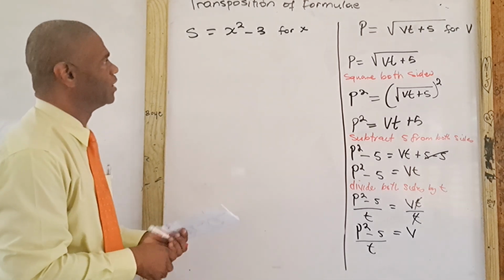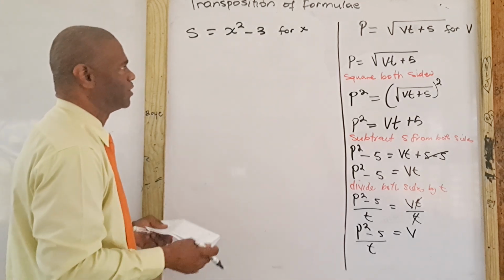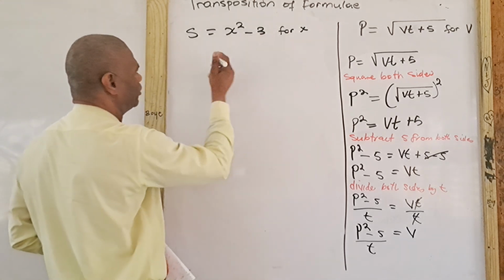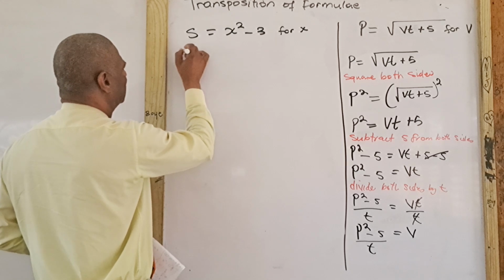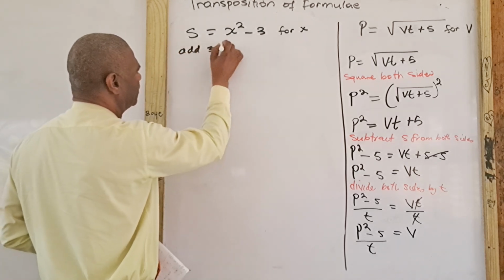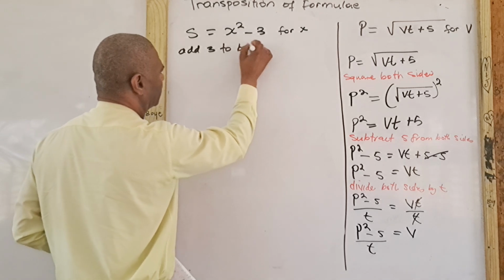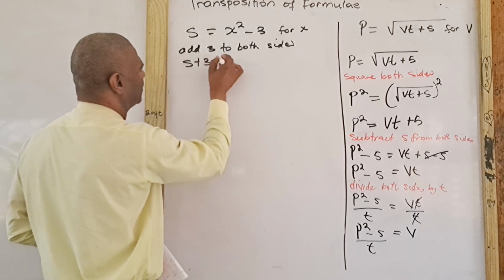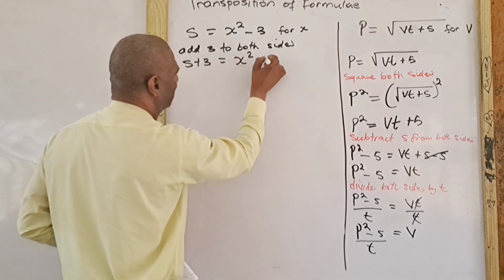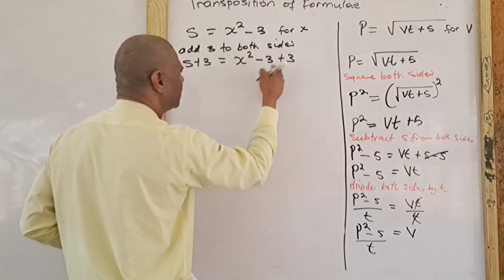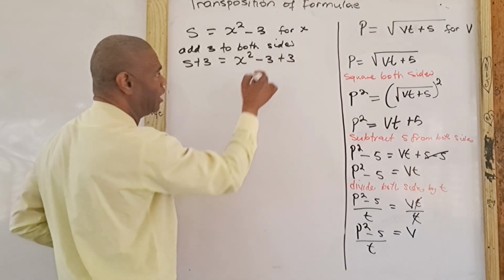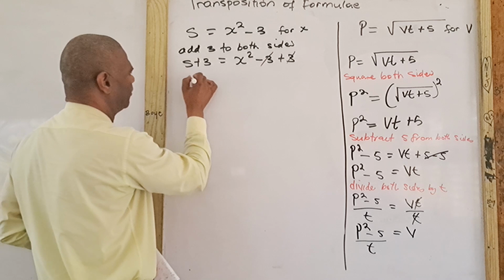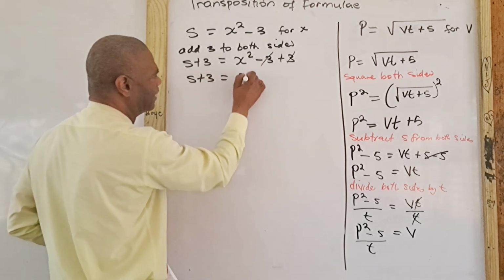So the first thing we need to do here is to add 3 to both sides to get rid of this minus 3. We want to make x the subject. So we add 3 to both sides, and that will give us s plus 3 equals x squared minus 3 plus 3. Now these two cancel each other, so we call it the additive inverse. Negative 3 plus 3 is 0. So we are left with s plus 3 equals x squared.